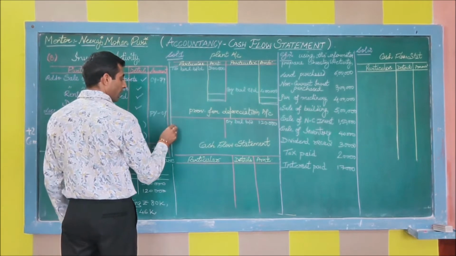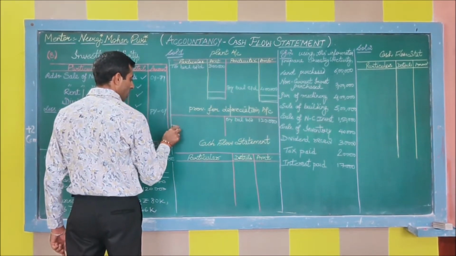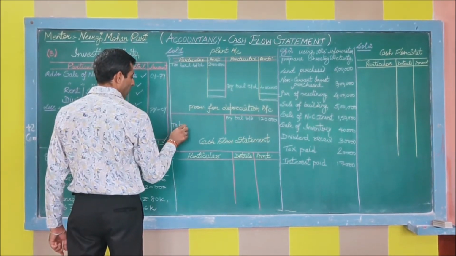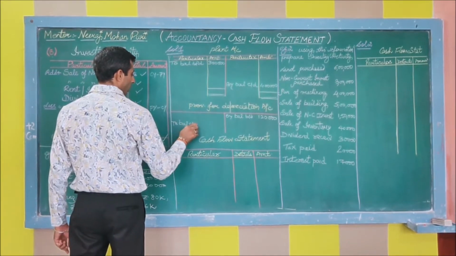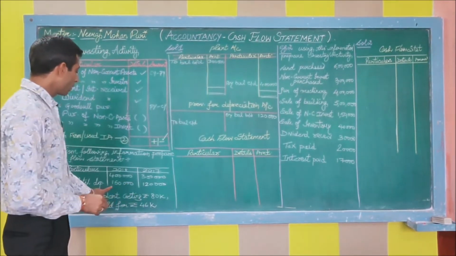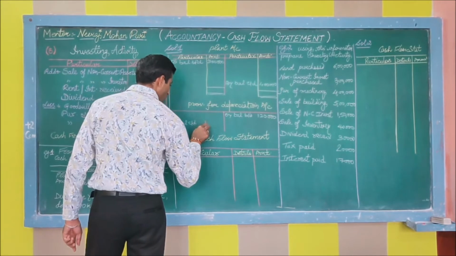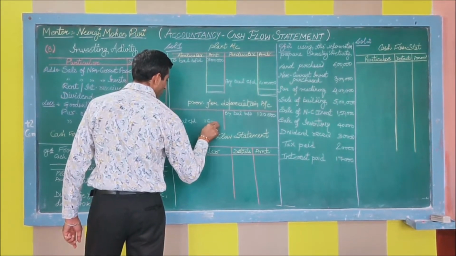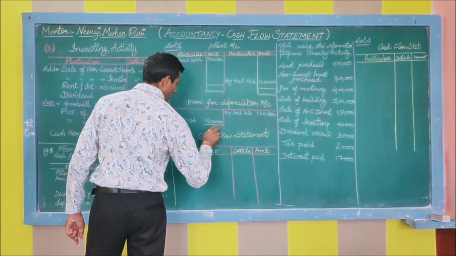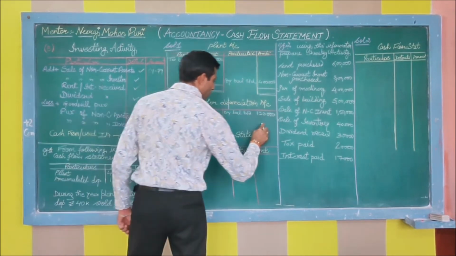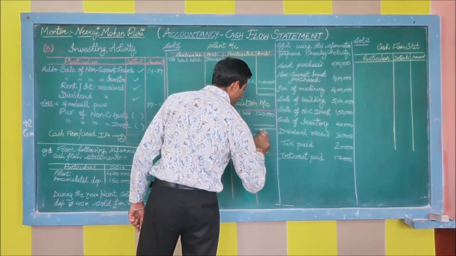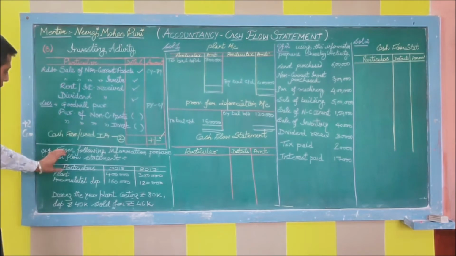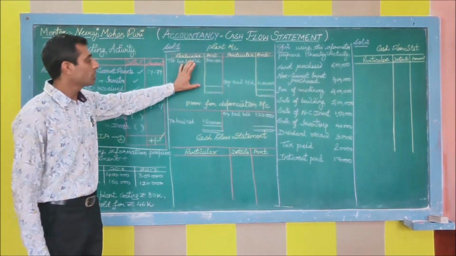Leave here one line, and then the last line to balance carried down in the second line. Here we will show current year value 1,60,000. This is 1,60,000. Here this will be closed. Similarly in the third line this will also be closed. So this is the information which has been shown here.